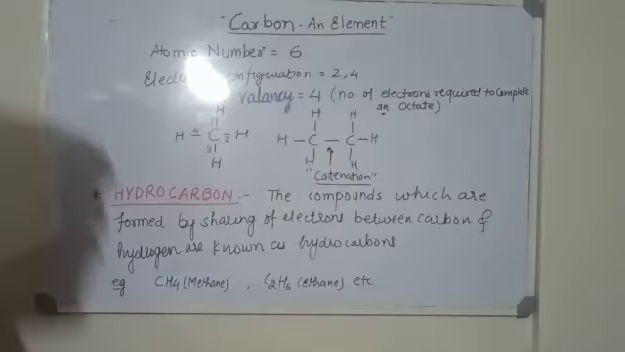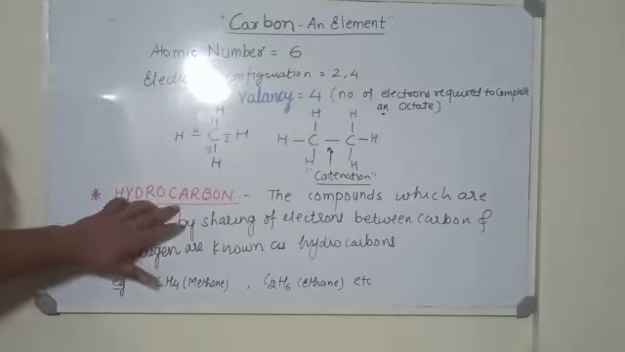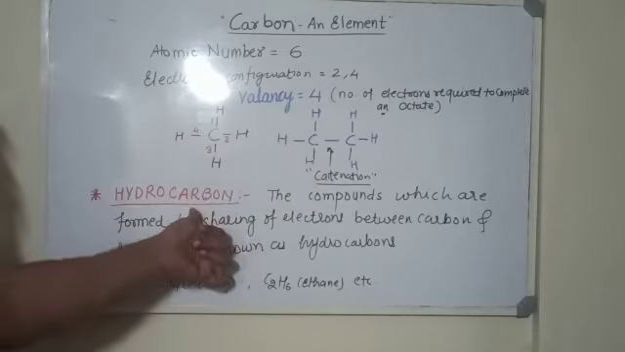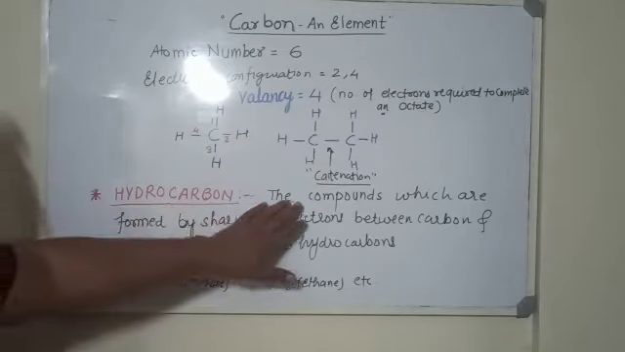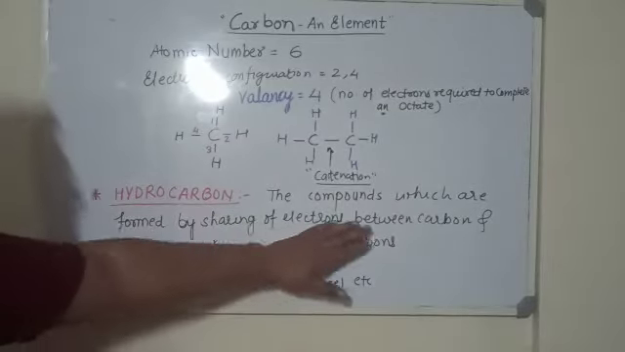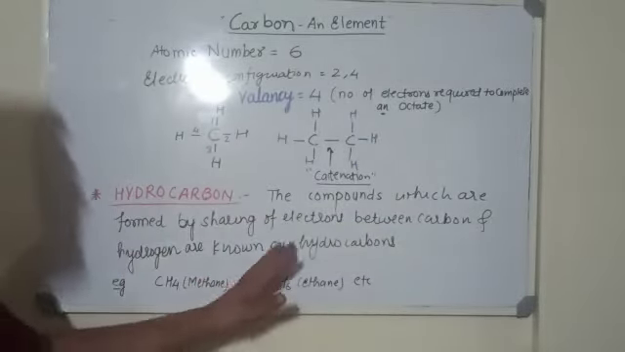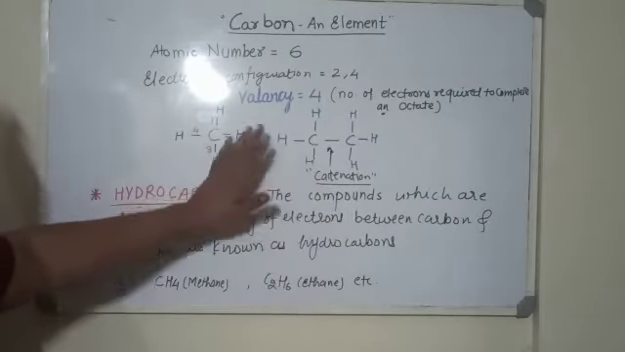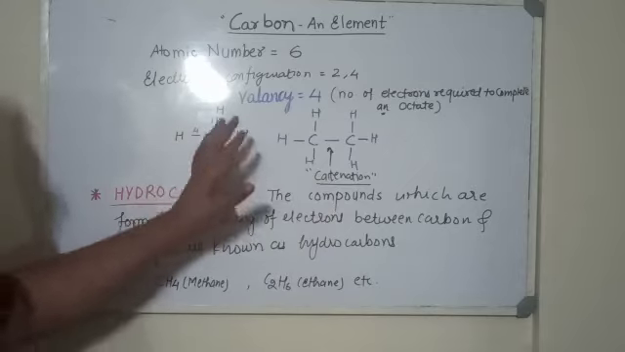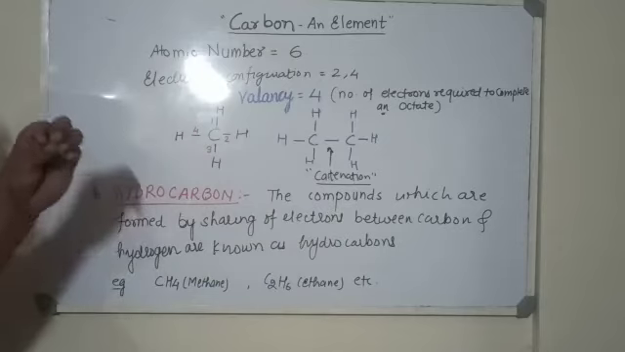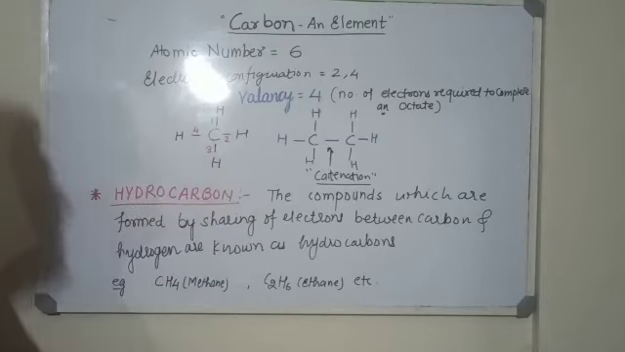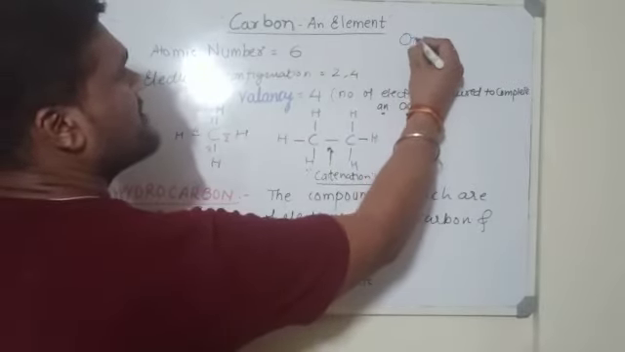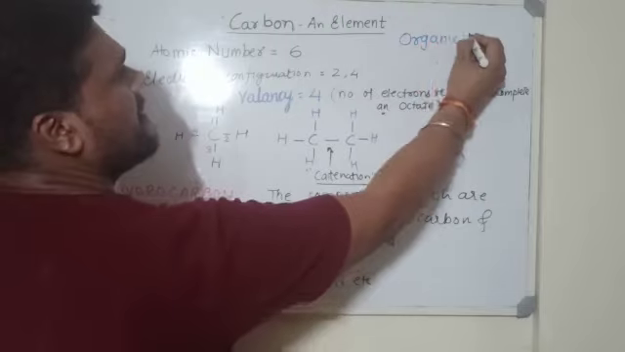So there is one term that comes into existence, that is hydrocarbon. What is hydrocarbon? Because of this phenomenon, there is one term that comes into existence in science, known as hydrocarbon. These are the compounds which are formed by sharing of electrons between carbon and hydrogen. There are ample compounds that exist, and the chemistry that deals with this is nothing but organic chemistry. That is called organic chemistry.